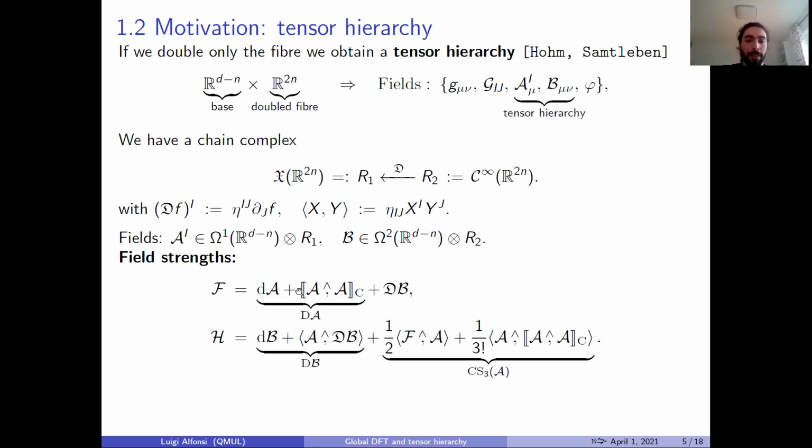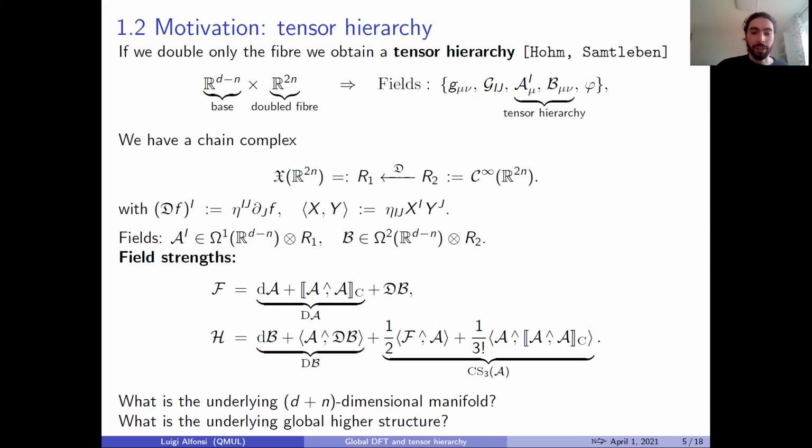So since this one-form is valued in the vectors on this double fiber, we can act on them with the C brackets. So this is fundamentally what you get for the field strengths of the tensor hierarchy. This is the starting point. This expression is known locally.